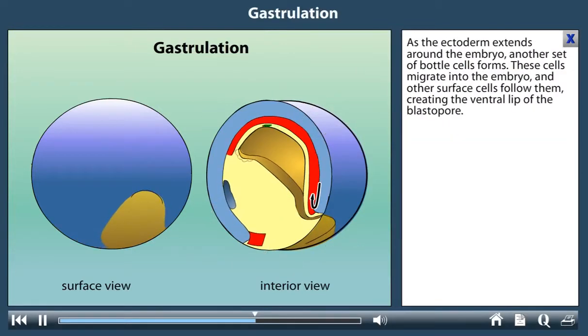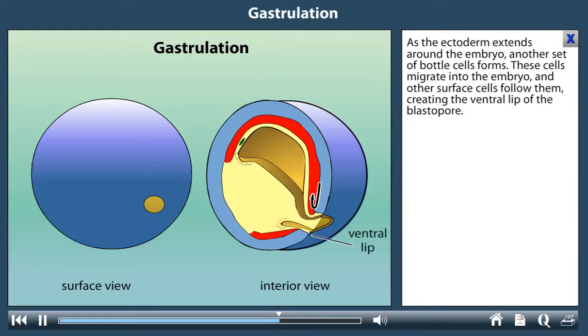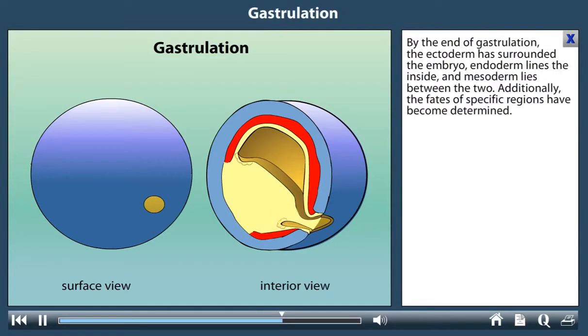As the ectoderm extends around the embryo, another set of bottle cells forms. These cells migrate into the embryo, and other surface cells follow them, creating the ventral lip of the blastopore. By the end of gastrulation, the ectoderm has surrounded the embryo. Endoderm lines the inside, and mesoderm lies between the two. Additionally, the fates of specific regions have become determined.